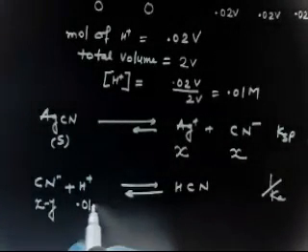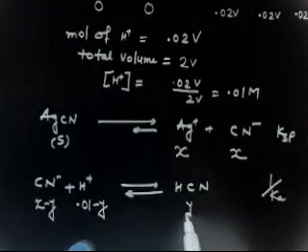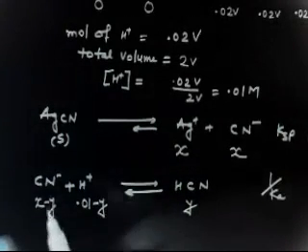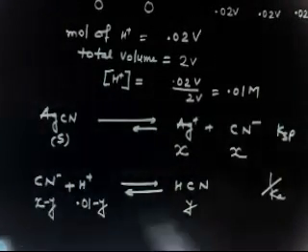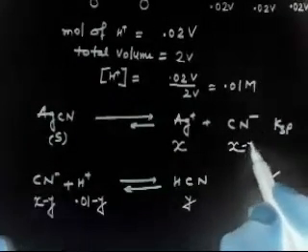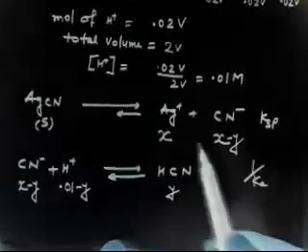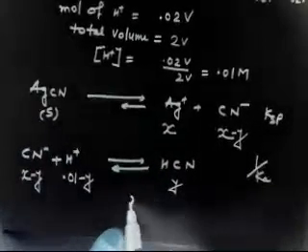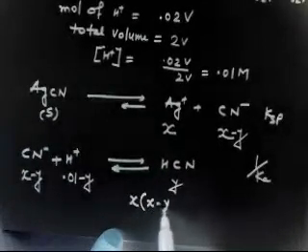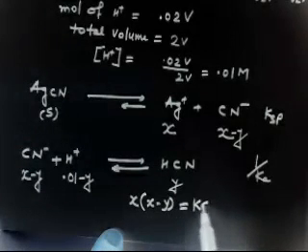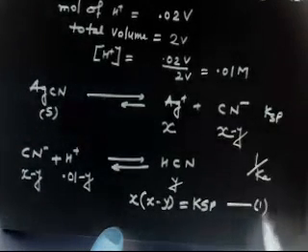So this will also react by y moles. So here we will have y moles of HCN. Now CN minus, either you write here or you write here, you will have the same. So this is also x minus y. Now we can set two equations. First equation is x into (x minus y) is equal to Ksp. So this is my equation number 1.